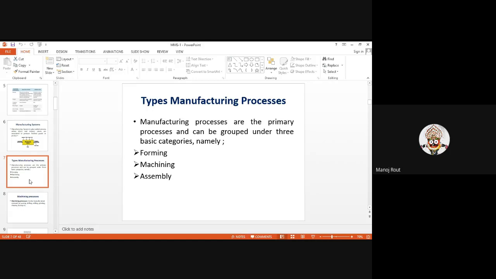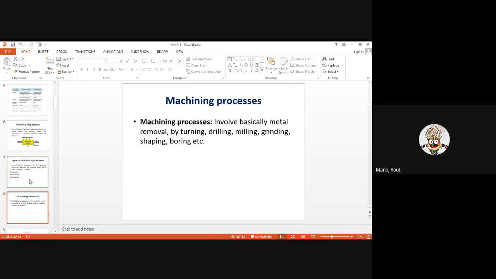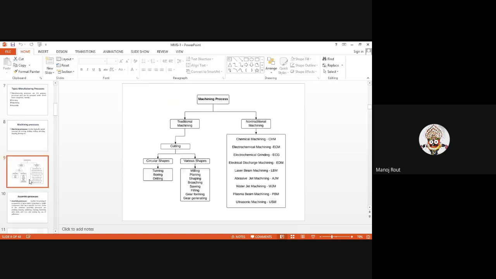In case of the machining process, basically the unwanted material is removed with the help of different processes, known as turning, drilling, milling, grinding, shaping, and boring. This should be done through different specialized or customized tools. But nowadays, a very common tool, the lathe machine, is very essential in the machining process. Going to the next slide.